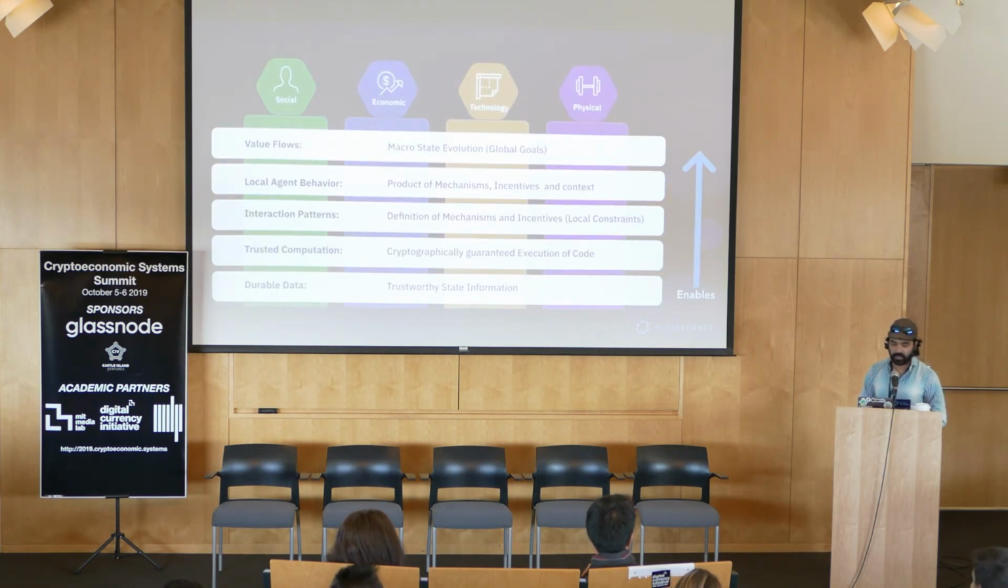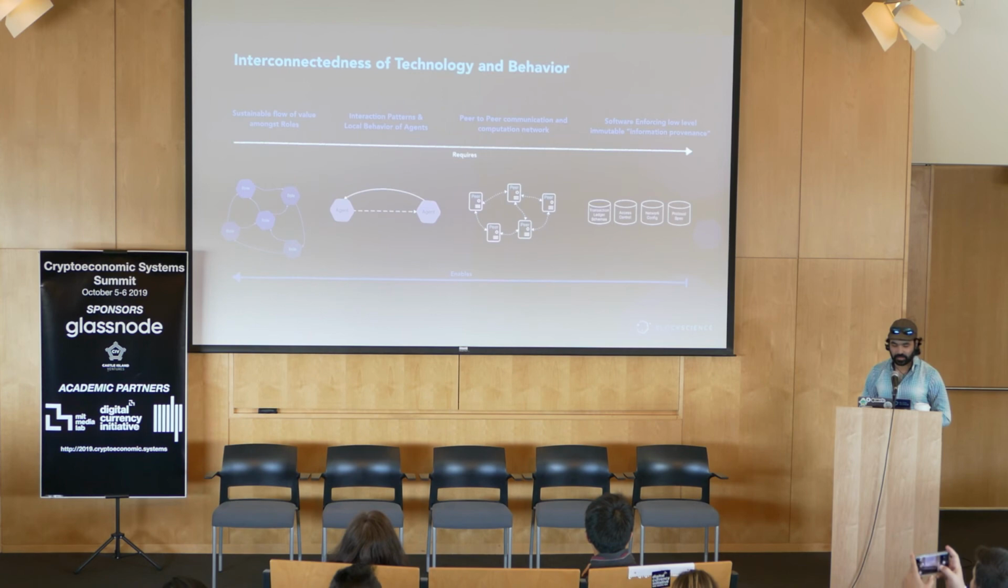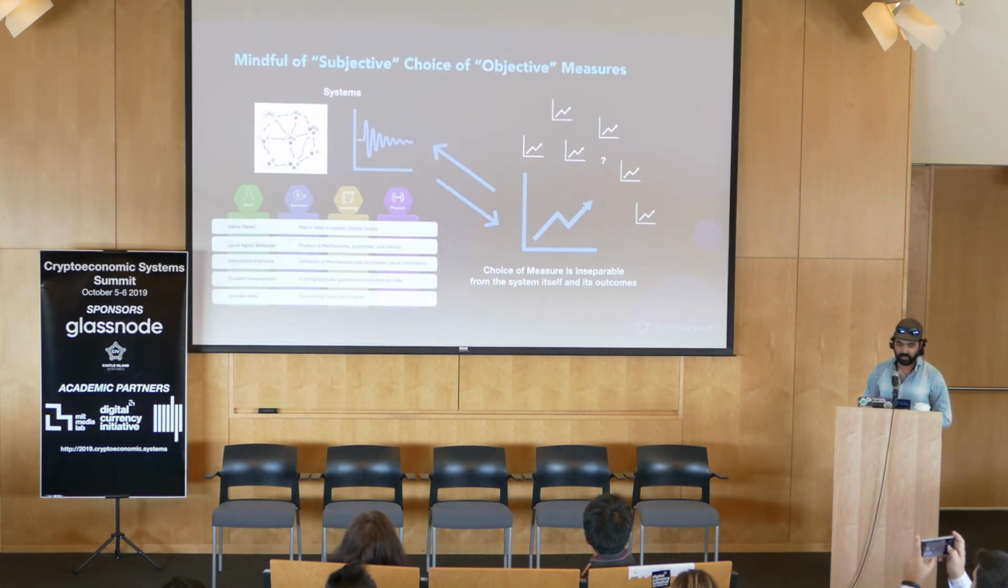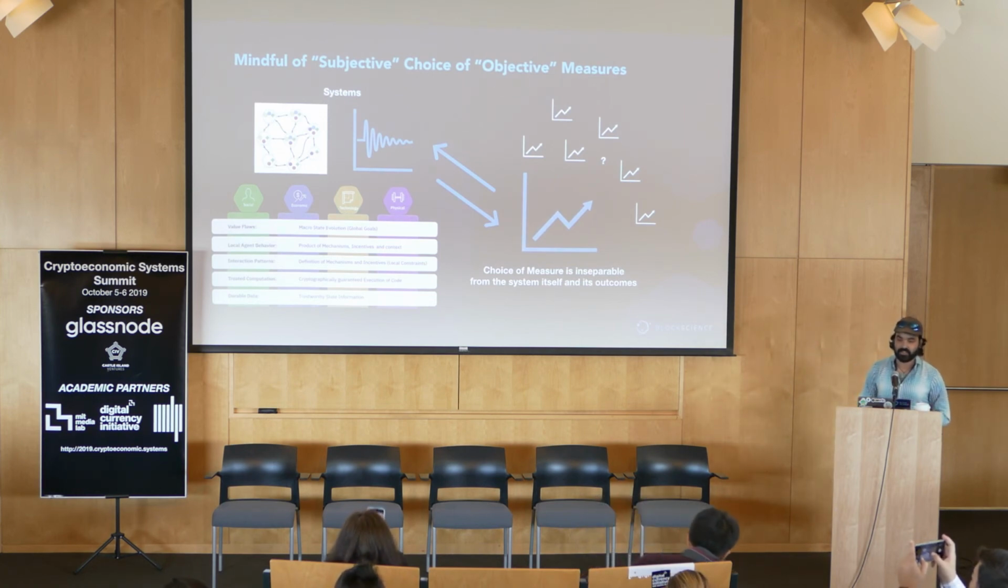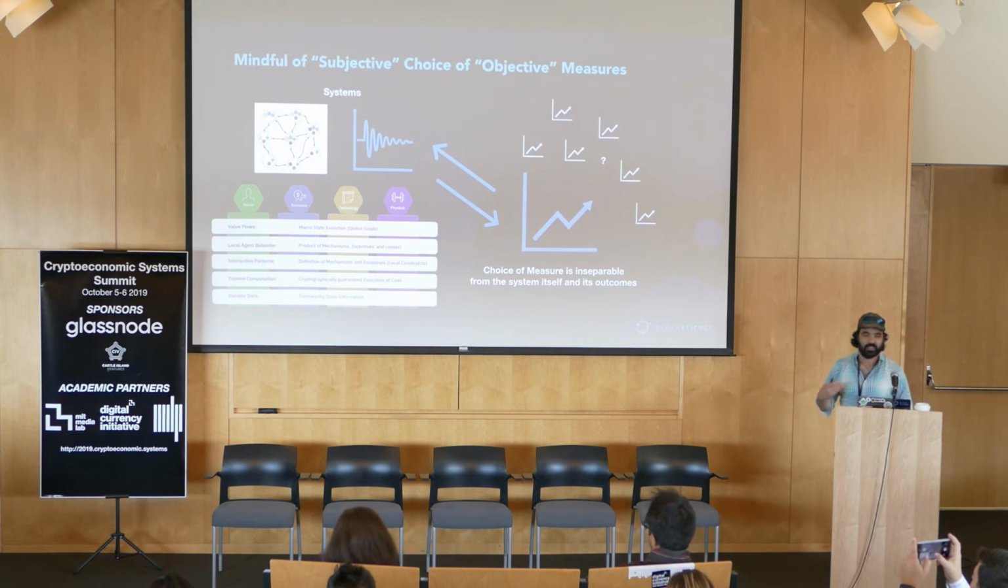So I'm going to run out of time. So I'm going to jump through to this slide and then more or less wrap up. So the important thing about designing and modeling these systems is that you are always making subjective choices whenever you impose an objective measure on the system. And that doesn't mean don't do it. You absolutely have to do it. You just have to acknowledge when you do it. You have to make it as explicit as possible.